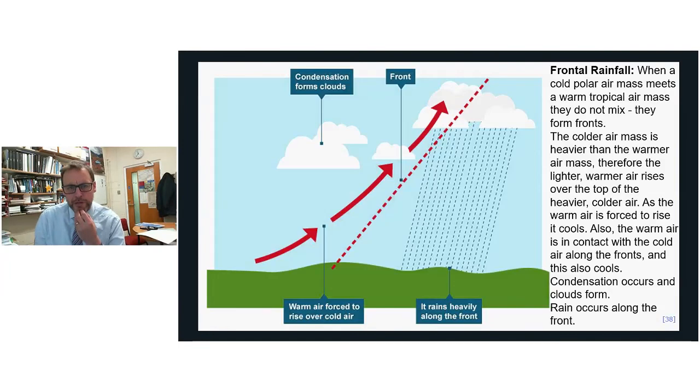Frontal rainfall is where you have a warmer air mass which meets a cool air mass. They come together, and that cooling effect again causes the rainfall to occur. These tend, in the UK, much more likely to be winter rainfall events. Well, it's a bit of a generalisation. These tend to be longer duration events as well.